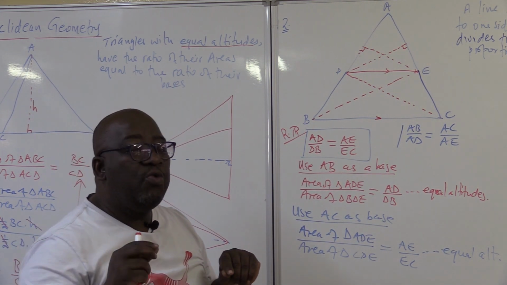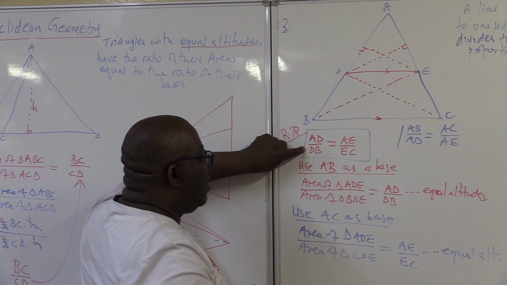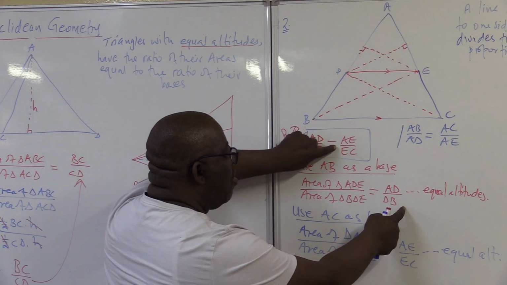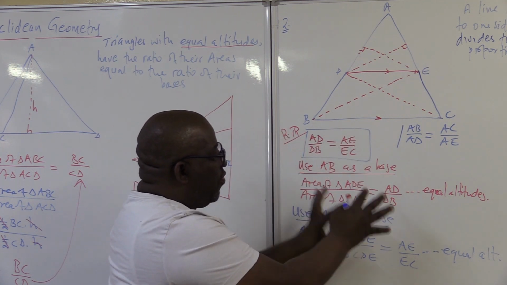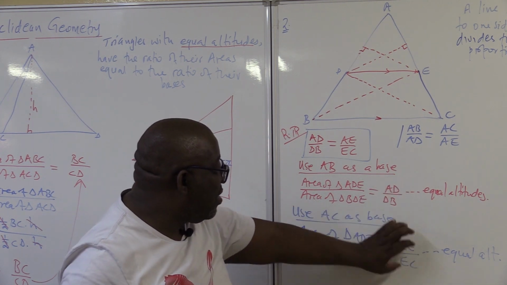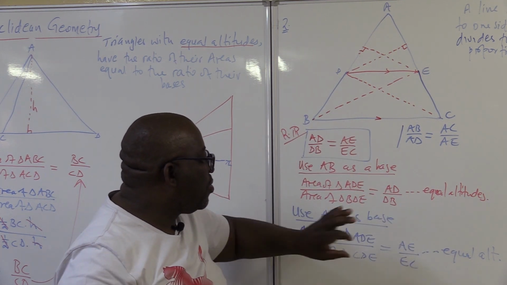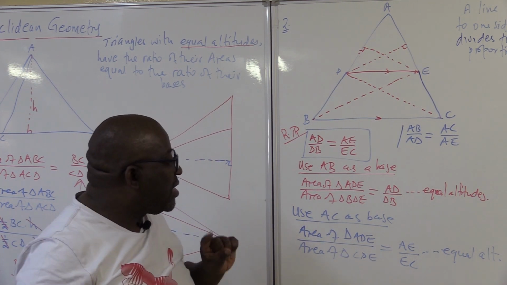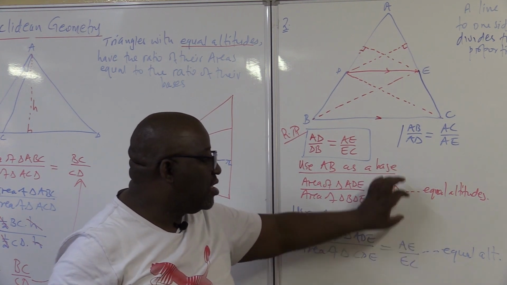Watch here. What we want to prove is already on paper. We said AD over DB, we already have it here. AD over DB is equal to AE over EC. We already have it here, AE over EC. The idea was to put what I want to prove down on my paper. So I want to prove that AD over DB is equal to AE over EC. But I know that this is equal to that, and this one is equal to that. But I want to prove that this is equal to that.